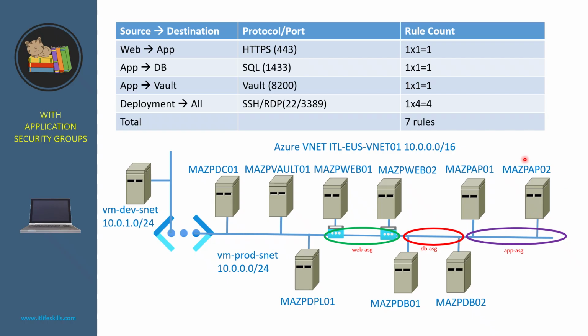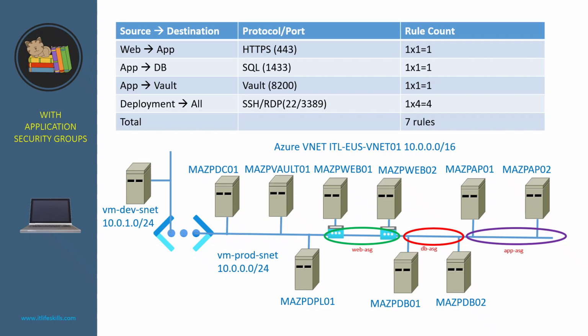Similarly, to allow the application servers to access the database servers, we just need to create one rule that has the app ASGs as a source and the DB ASGs as a destination. And to allow the application servers to access the Vault server, we just need to create one rule which has the app ASGs as a source and the Vault IP as the destination.